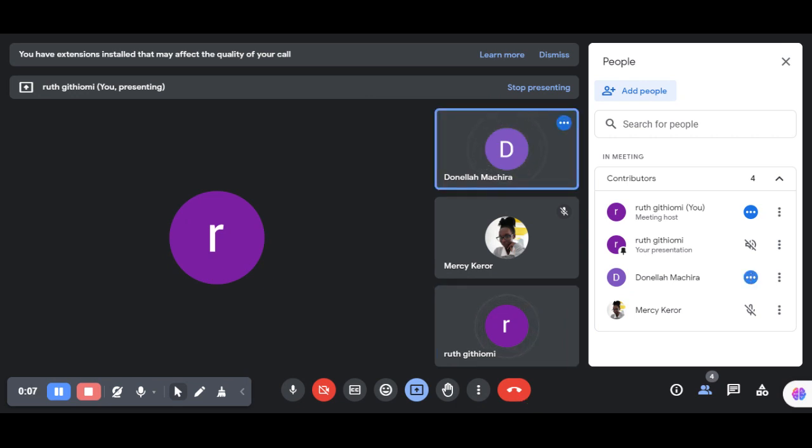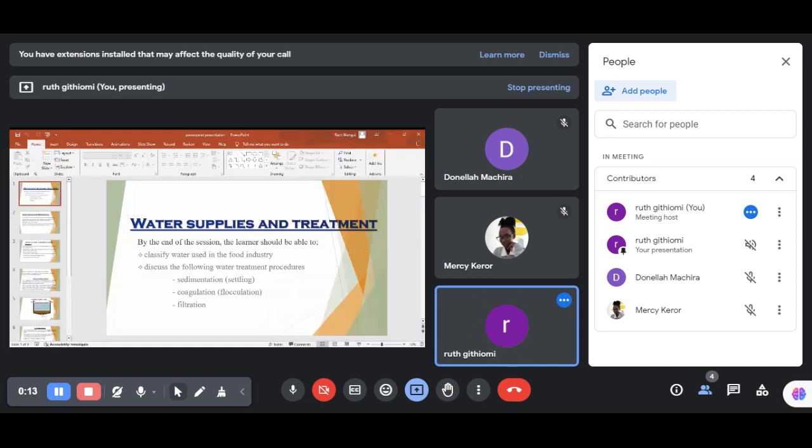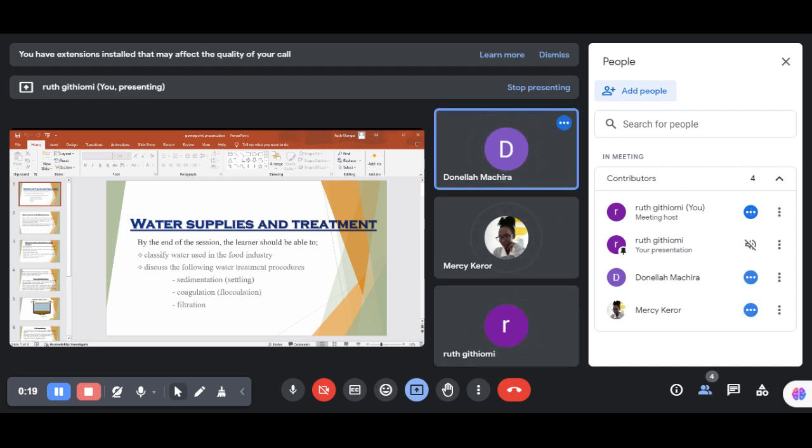Good evening. Today I want us to look at water supplies and treatment. Can you see my screen? Yes. Okay. By the end of this session, you should be able to classify water used in the food industry and discuss the following water treatment procedures, that is sedimentation, coagulation, and filtration.